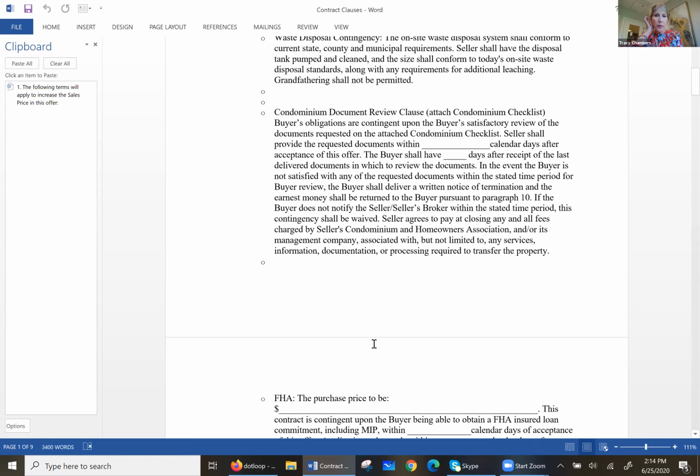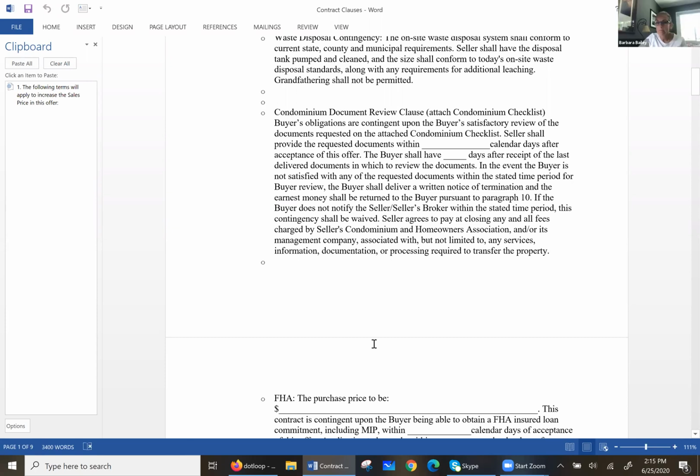Okay, condominium document review. So basically this paragraph is saying that we're going to have X amount of days, maybe 5 to 7 days, to have the documents delivered for the condominium document review. And then there is a condominium checklist that is in .loop, and I'm sure it's in DocuSign as well, that basically says, I want to see this and this and this and this. 9 times out of 10, I will check off every single thing that I want to see. What do you think is the most important document, or one of the most important documents, that you'll want to read on that condominium checklist?